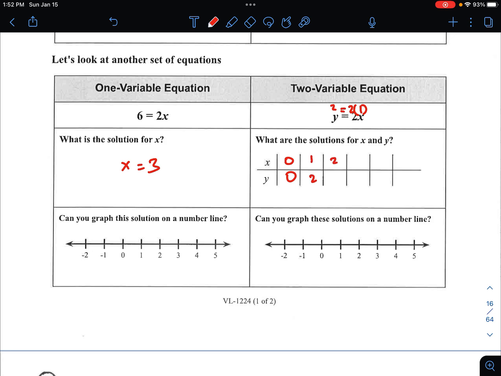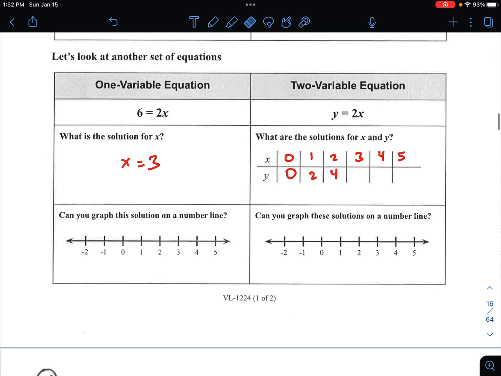Let's try a number first, 2. Well, I'm actually going to put a set of numbers 3, 4, and 5. Might as well, because I get to pick whatever I want for x, and then what y is going to equal depends on what I pick for x. So if x is 2, I would have 2 times 2. What's 2 times 2? It is 4. When x is 3, I have 2 times 3. And what's 2 times 3? It is 6.